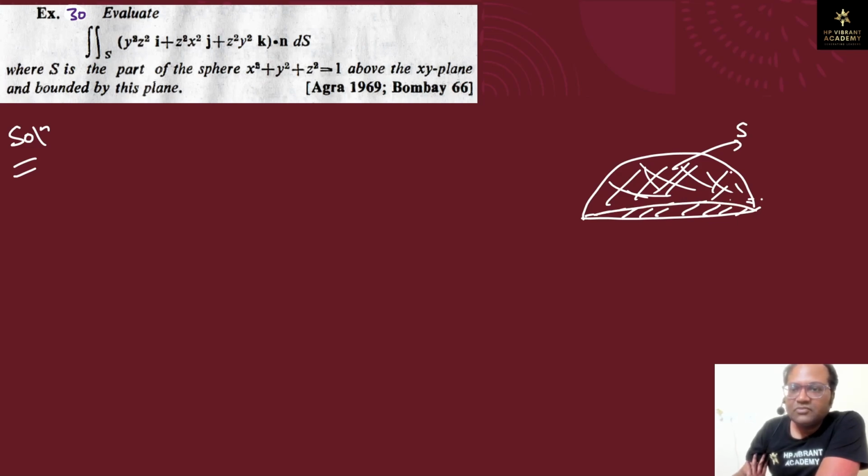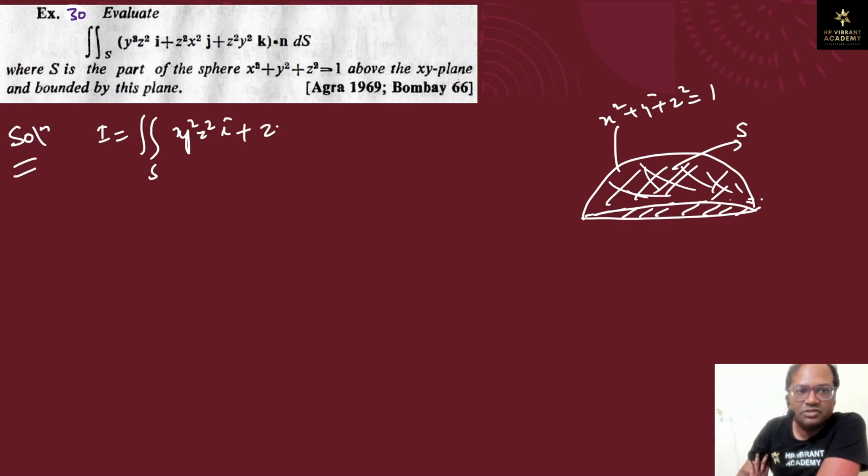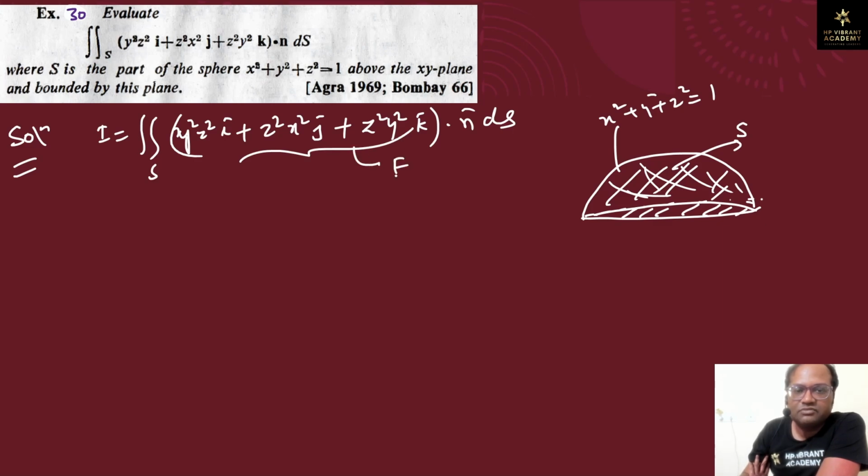Okay, so the equation of the sphere is x square plus y square plus z square is equal to 1. Using this particular expression, we can calculate that. So I is equal to the surface integral of y square z square i cap plus z square x square j cap plus z square y square k cap dot n cap dS. So we can say that f is equal to y square z square i cap plus z square x square j cap plus z square y square k cap.